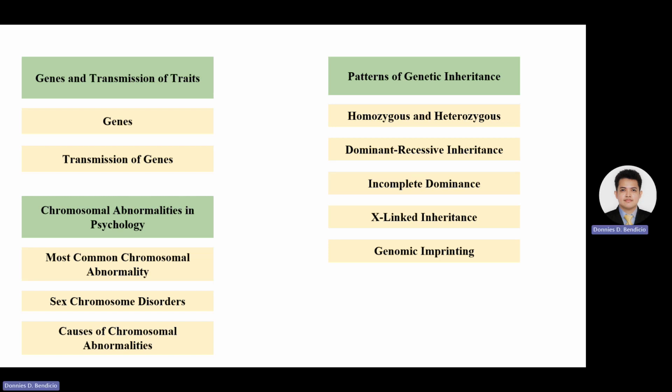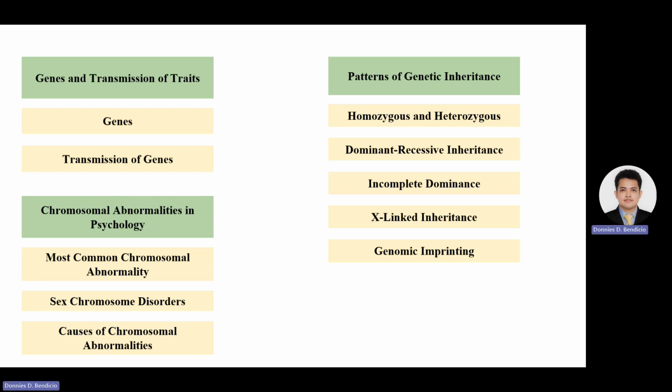Next is the patterns of genetic inheritance, homozygous and heterozygous. Homozygous refers to having two identical alleles for a particular trait, while heterozygous means having two different alleles. So the interaction between these alleles determines the individual's observable traits or phenotype.